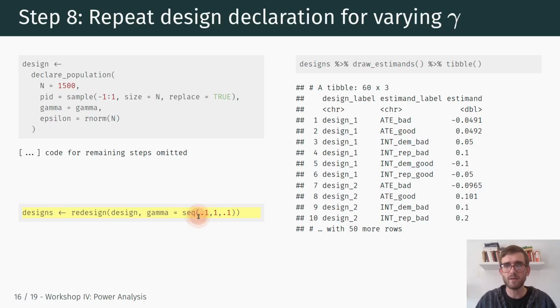Rather than changing gamma, we could also change the sample size. We could change other parameters, factors related to the sampling procedures, or the treatment assignment regime and so on. So there is a wide range of possible scenarios that you could explore and how they ultimately impact your estimates.